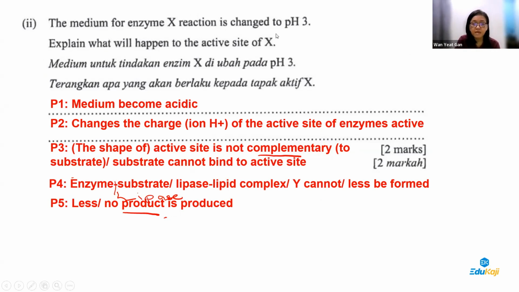Okay, so a medium that is changed to become a different pH, which is not the optimum pH for the enzyme, will make less enzyme-substrate complex formed, therefore less product produced. You can also say that the enzyme has become denatured. Enzymes work best at an optimum pH. So for the case here, lipase works best at a slightly alkaline pH around pH 8.